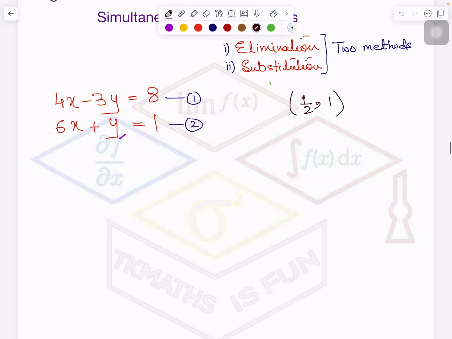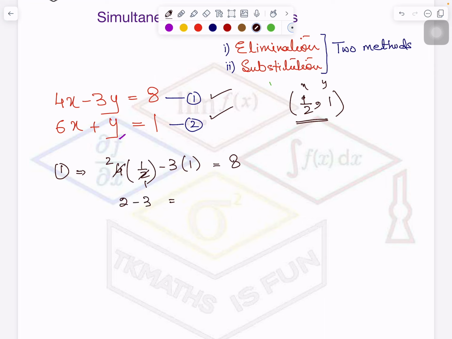So what you will do is plug the student's answer into the equation. Let me substitute in equation 1 first of all. So 4 times half minus 3 times 1, because this is x and this is y. The student has found this answer and we are checking whether he's right or not. So it is 2 minus 3 equals 8. Minus 1 equals 8. Now this is wrong. Minus 1 is not equal to 8. Agreed? So the student is not right. The student is wrong.